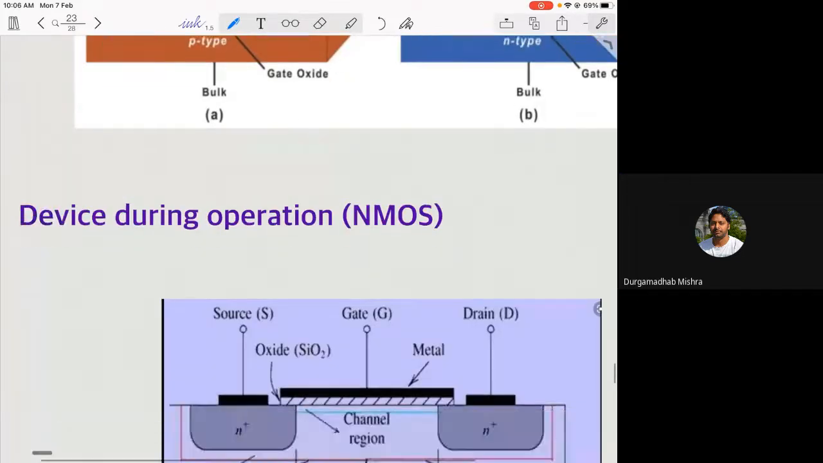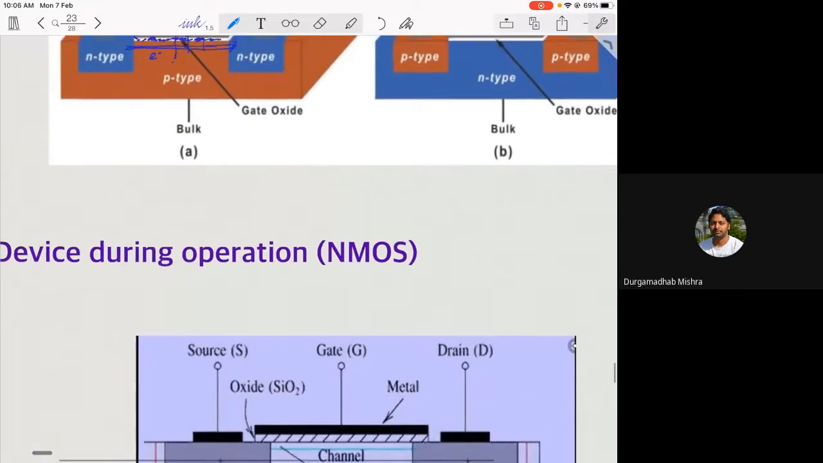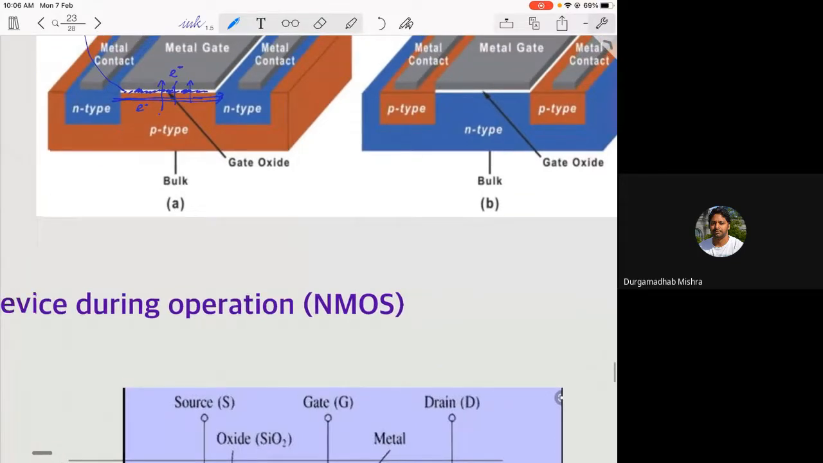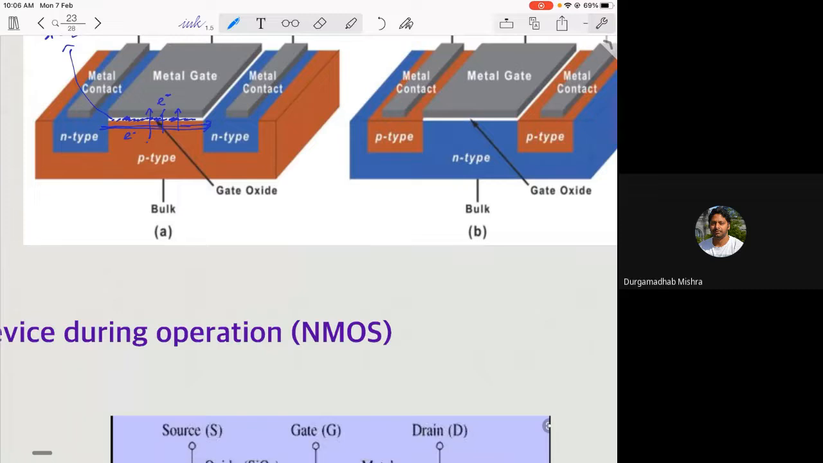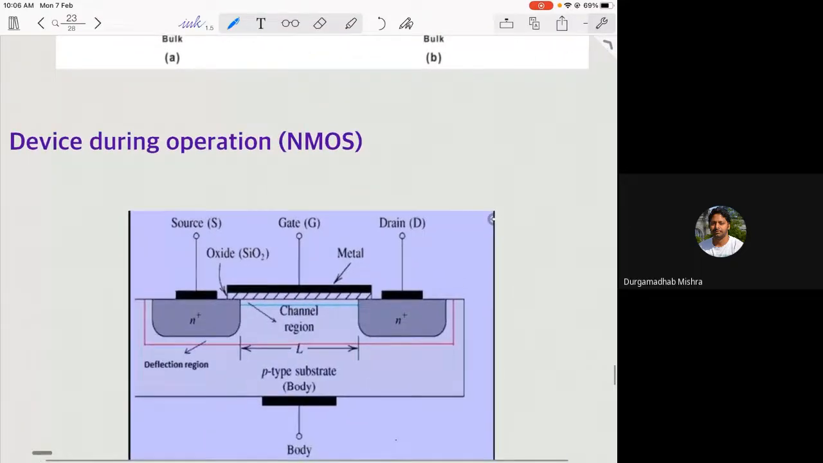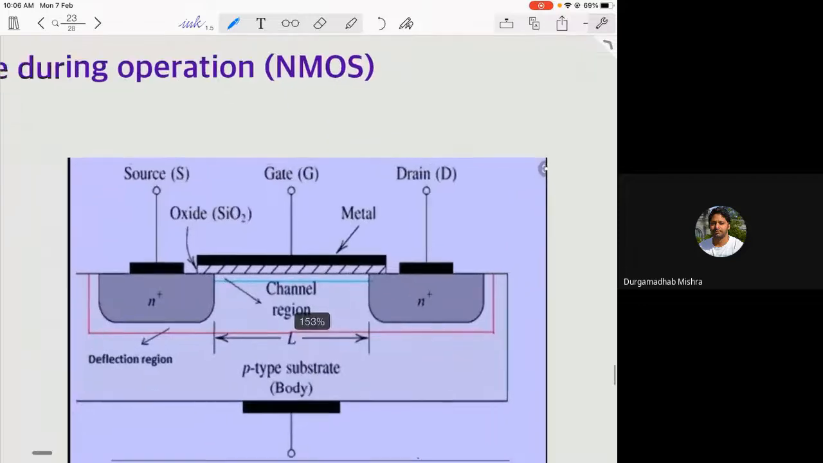The P-type device will be exactly the same. The only thing is that the N and P will be inverted, and other things remain exactly the same. Here, the charge carrier flowing through the channel is actually the hole. Again, this is the same picture.